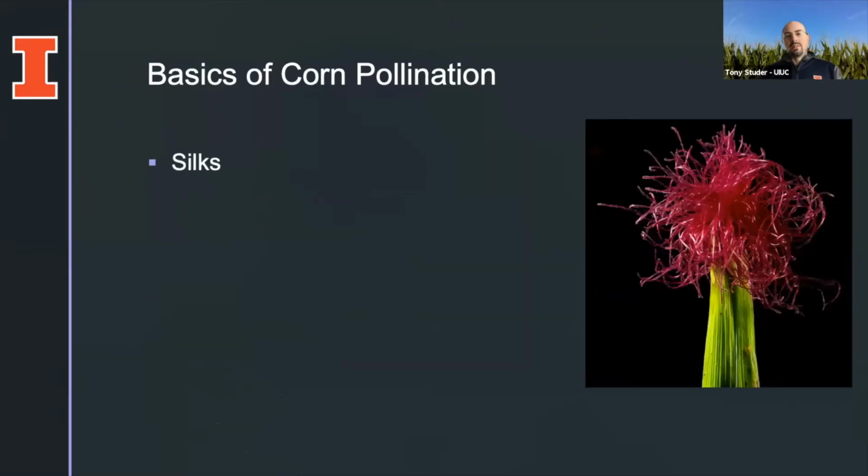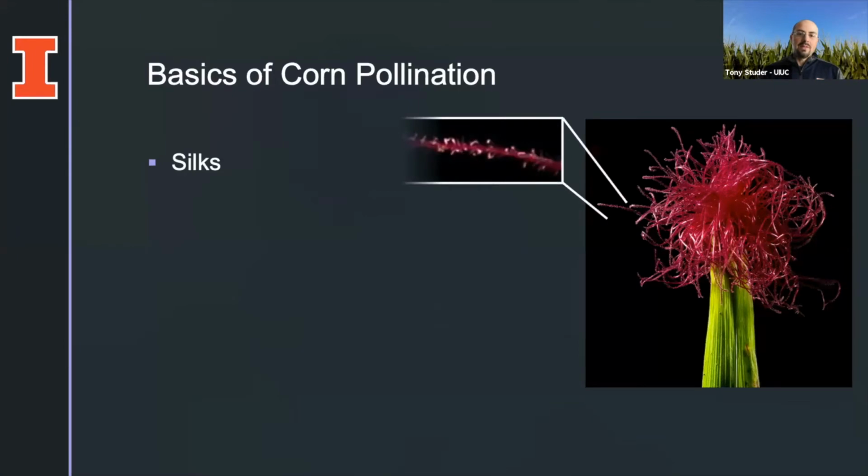Now let's flip to the female side of the equation. I'm going to start here with silks. Each one of the silks travels down the ear shoot to an ovule, and so you need pollination to occur on each silk to get a kernel. So there's a one-to-one correspondence there. If you zoom in on the silk, you'll actually see that there are little hairs called trichomes that line the length of the silk, and that provides an attachment point for the pollen grain.